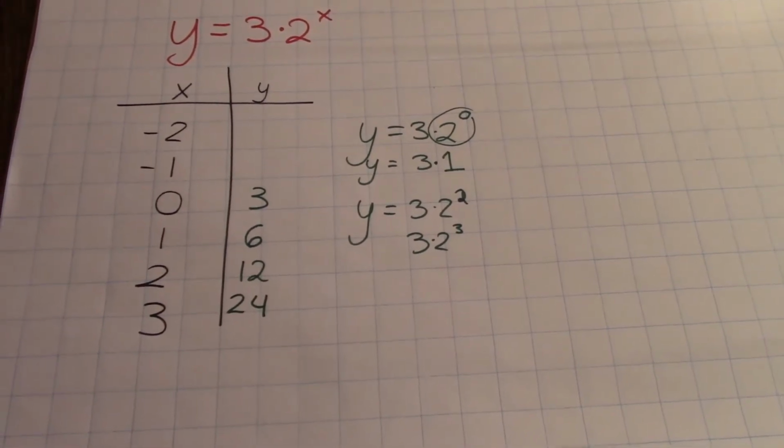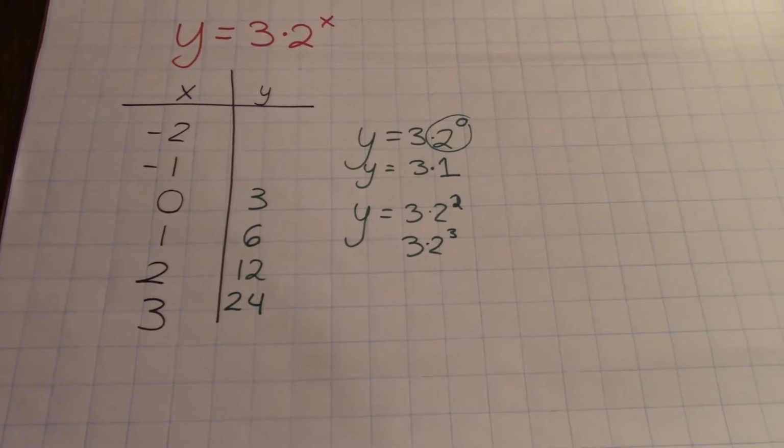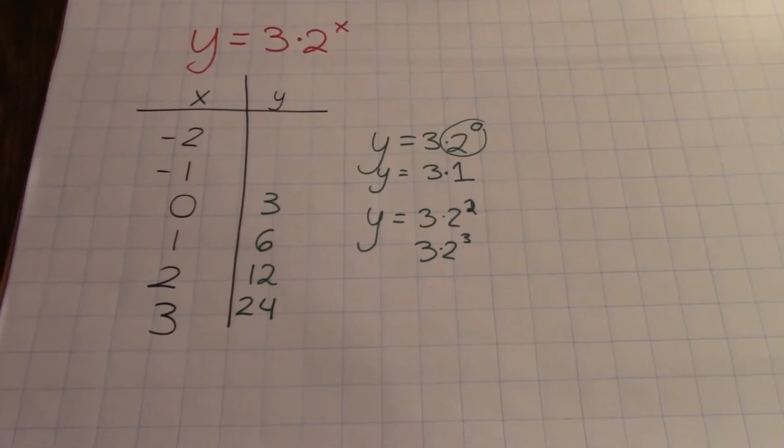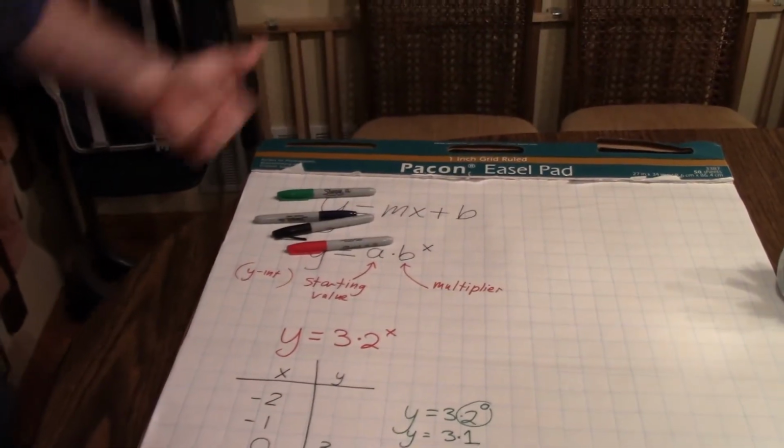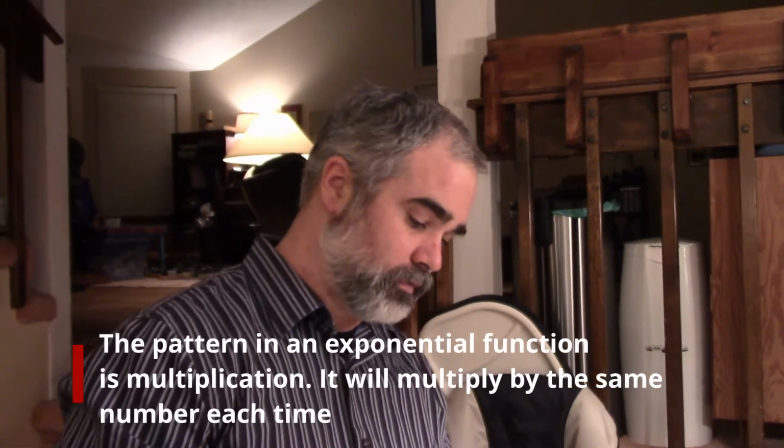Now we can already start seeing there's some patterns here. This pattern is not linear. With linear functions like we have up here, you're always adding or subtracting the same number each time. But with an exponential function, what you're looking for is something that's being multiplied each time. So I want you to be looking for that, and we can see that in the table emerge right here.